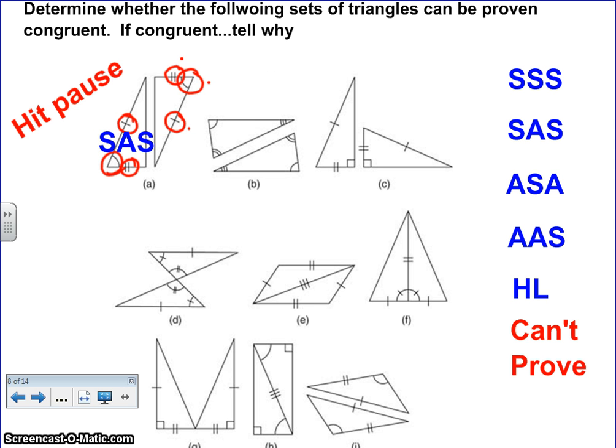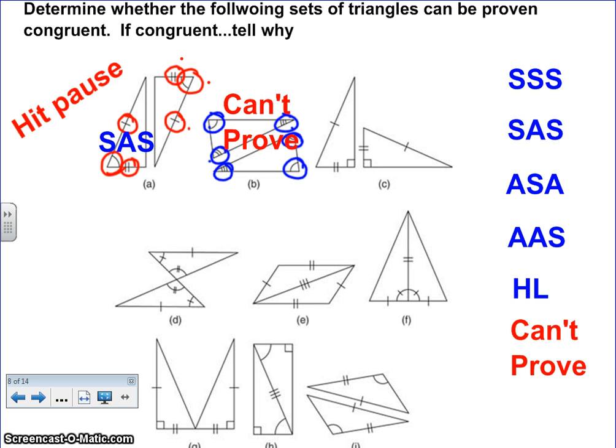We'll go ahead and try that approach on the next one. I've got an angle that I know is congruent, the one with the little 3 dashes. Then I got another angle that I know is congruent with 2 dashes, and then I got a third angle that I know is congruent, so it's angle, angle, angle. I look over on the right, and I do not see angle, angle, angle. Remember, I said you had to know at least one side to prove congruence, so we're going to say this one is can't prove. We'll go on to the next one.